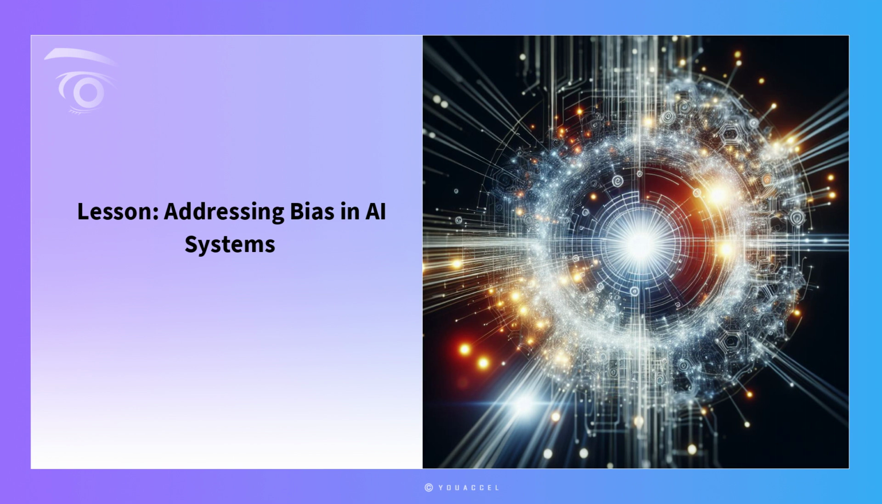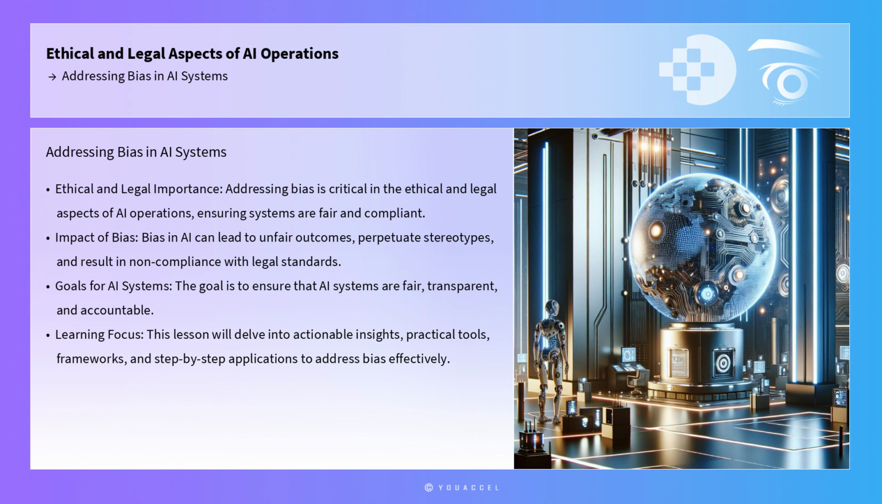Lesson: Addressing Bias in AI Systems. Addressing bias in AI systems is a critical component in the ethical and legal aspects of AI operations. Bias in AI can lead to unfair outcomes, perpetuate stereotypes, and result in non-compliance with legal standards, thus posing significant challenges for AI professionals. The goal is to ensure that AI systems are fair, transparent, and accountable.